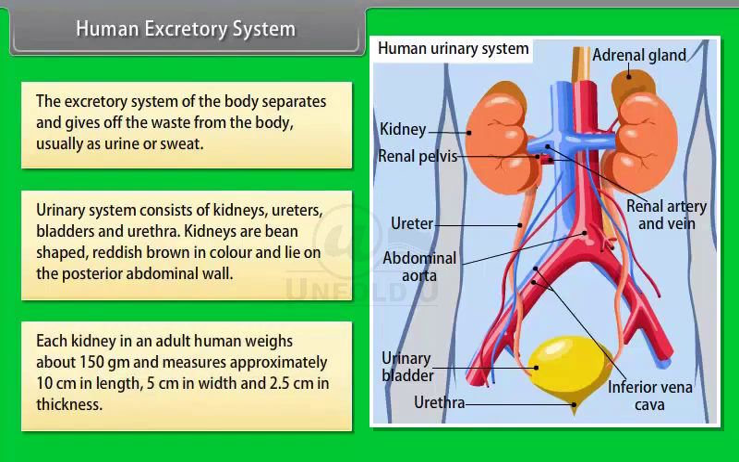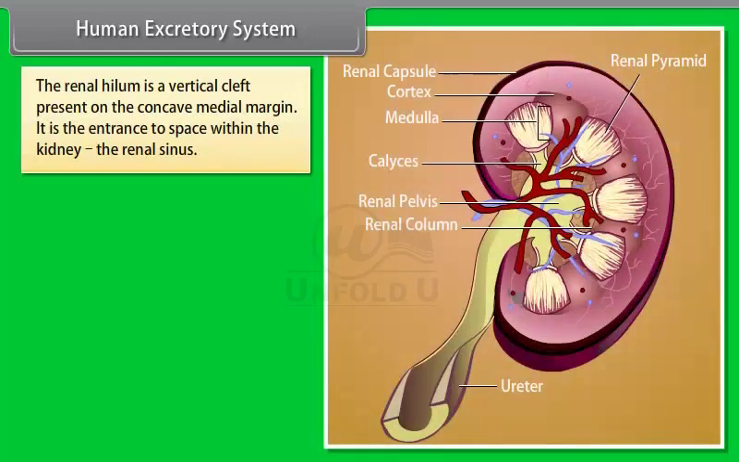Each kidney in an adult human weighs about 150 gram and measures approximately 10 cm in length, 5 cm in width and 2.5 cm in thickness. The renal hilum is a vertical cleft present on the concave medial margin. It is the entrance to the space within the kidney, the renal sinus.